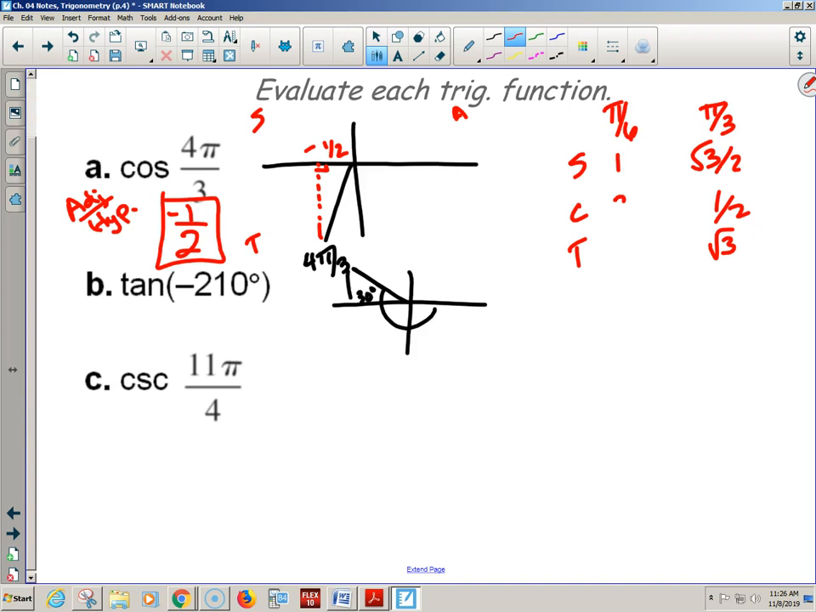1, 2, 3, 3, 2, 1, all over 2, square root of 3 over 3. Tangent. Square root of 3 over 3. Wait a minute, no! Oh, that's right. All students, only sine is positive, which means tangent needs to be negative. Is that kind of nice? Kind of.